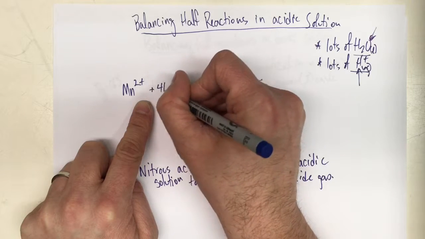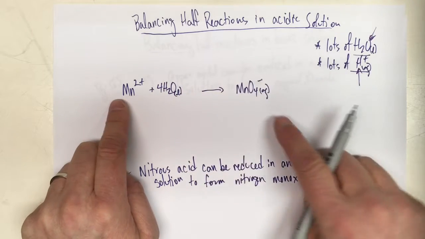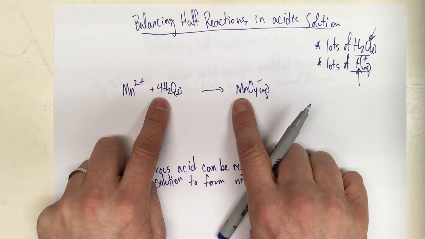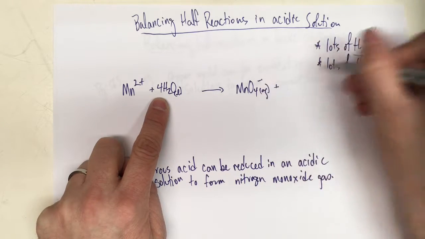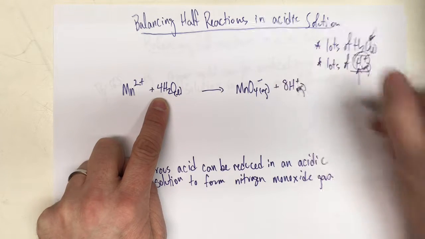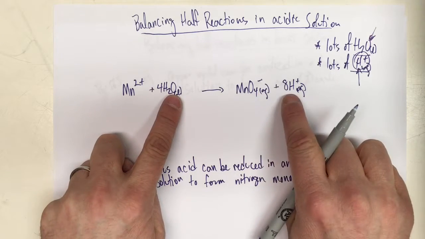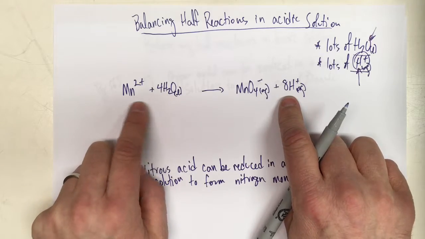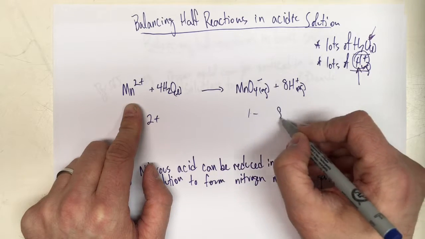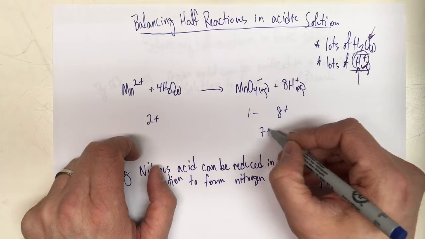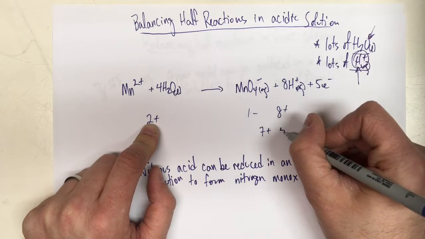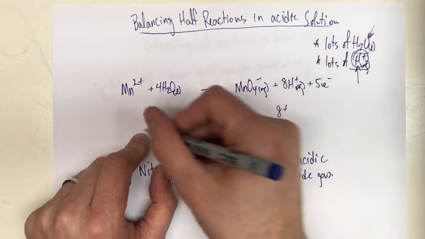If I add 4 waters to my reactants, now my manganeses are balanced and I have 4 oxygens in both places. But we now have 8 hydrogens in the reactants and none in the products. Well, there happen to be a lot of hydrogen ions floating around, so I can put 8 hydrogen ions in the products, and now my manganeses, oxygens, and hydrogens are balanced. But on this side, I have 2 positive charge, and over here I've got 1 negative and 8 positives. So this side has 7 positives, and this side has 2 positives. I can make that equal if I put 5 electrons on this side, because 5 negatives leave me with a total of 2 positive and 2 positive.